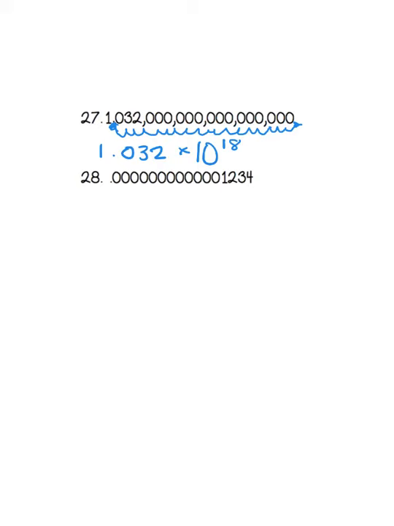Now for problem number 28, we're making a smaller number bigger. So I again need to move my decimal so I get a number between 1 and 10, and that would be moving it to after the 1. If you move that, you'll get 13 places. But since we're moving it to the right, that means our exponent needs to be a negative 13. So for this problem, our number is 1.234 times 10 to the negative 13th.